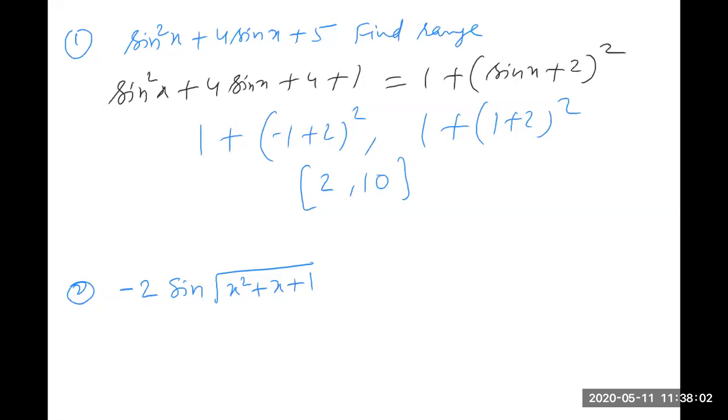Because the minimum value of sin x is minus 1 and the maximum value of sin x is plus 1, we will put both. When it is minimum, this will be minimum. So 1 plus 2 minus 1 is 1, and 1 plus 2 plus 1 is 3. So the answer will be 2 to 10.